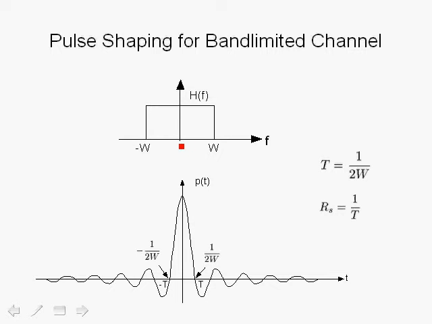If we take the inverse Fourier transform of a rectangular shape in the frequency domain, then we get in the time domain a sinc function. This is the well-known sinc function in the time domain. And it turns out that this sinc function will have a zero crossing at a point T, and periodic zero crossings T seconds apart.